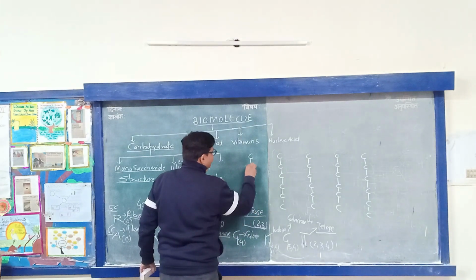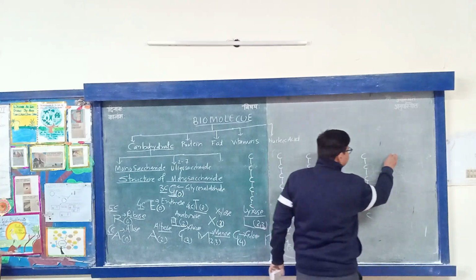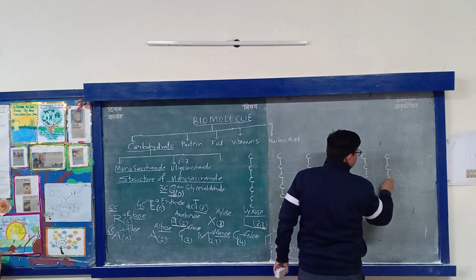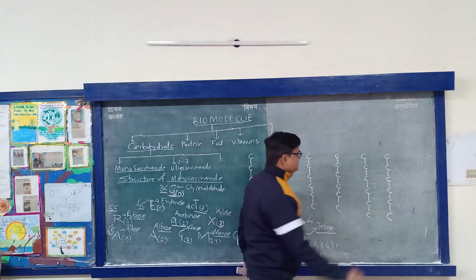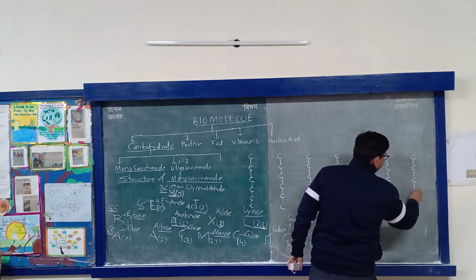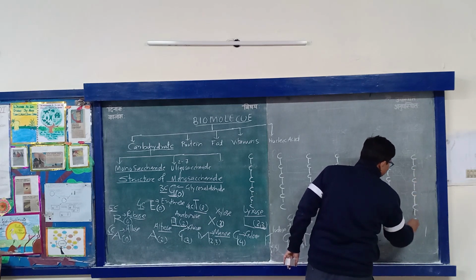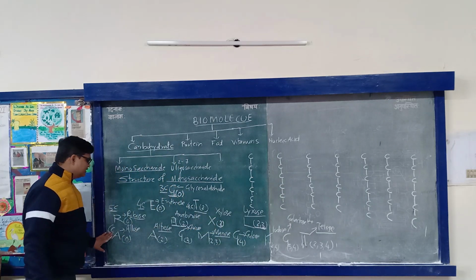Draw 1, 2, 3, 4, 5, 6 again, and then 1, 2, 3, 4, 5 and 6. You can also draw one more: 1, 2, 3, 4, 5 and 6. So I have already discussed the 6 carbon containing monosaccharides.